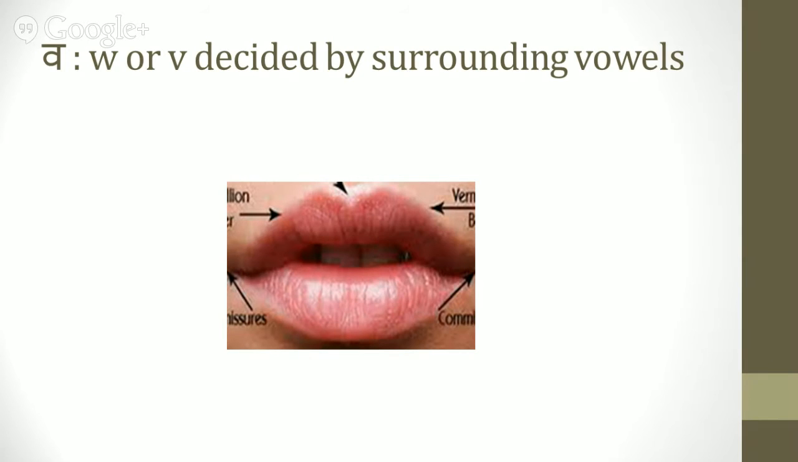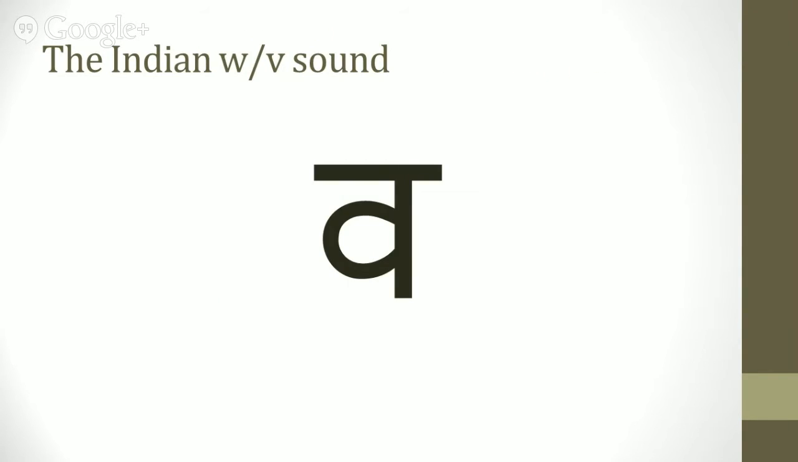So I don't want you to get the idea that this is wa. No. This sound is made exactly how you see it here, with the front teeth touching the back of the bottom lip. You can practice that in a mirror, and you should be able to do it quite easily. Well, that's the Indian V and W sound.